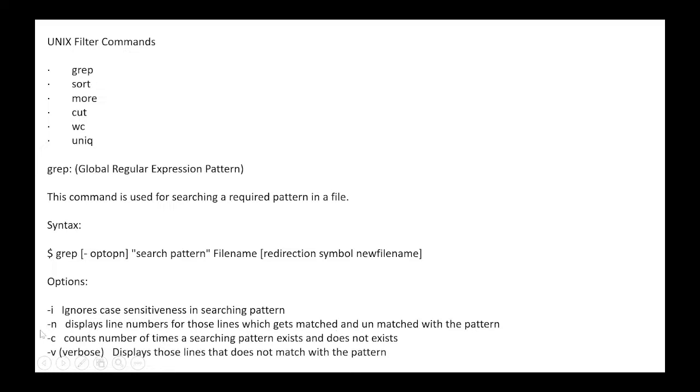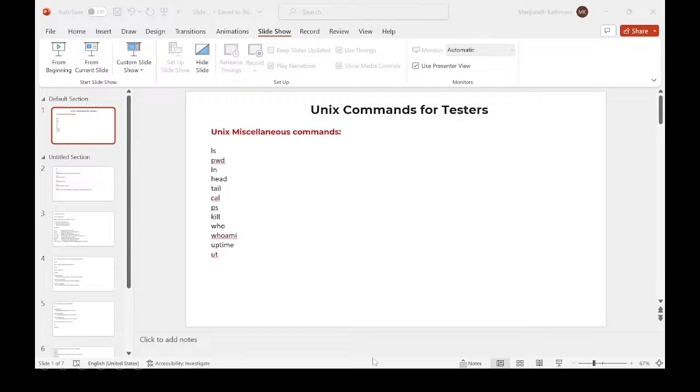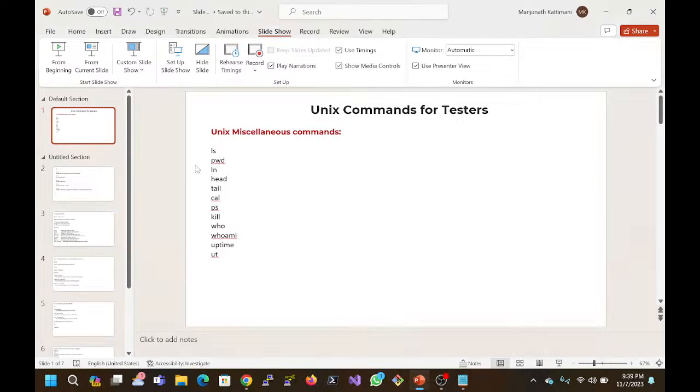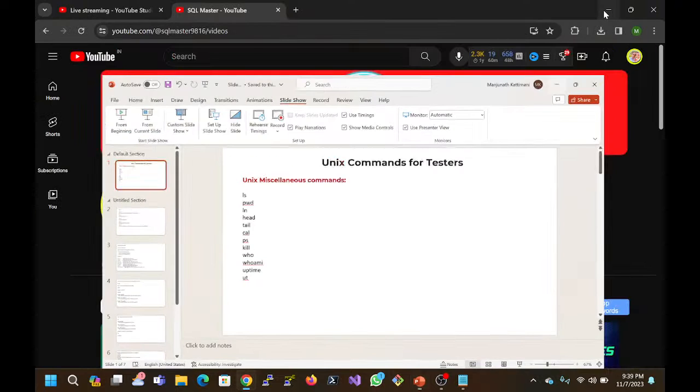Hyphen C counts the number of times a searching pattern exists and does not exist. Hyphen V, verbose, displays those lines that do not match the pattern. So these are the very important commands that I showed here, and I will also show you these basic commands practically.